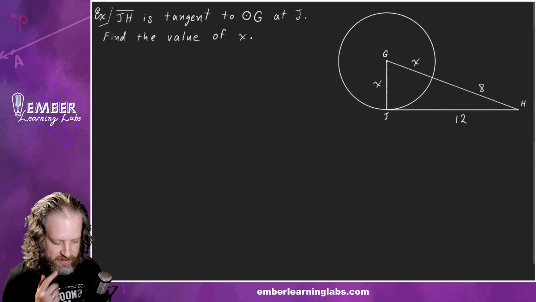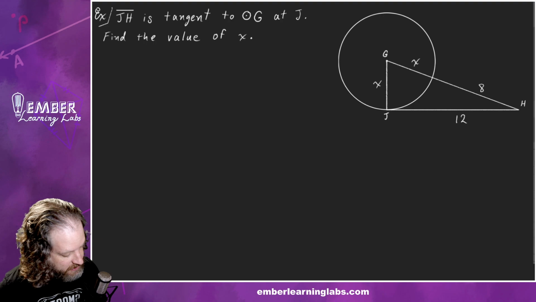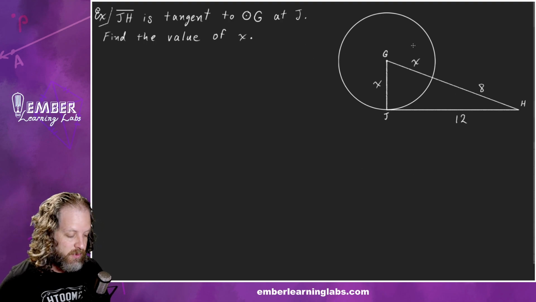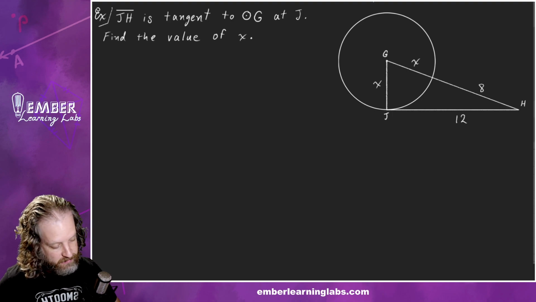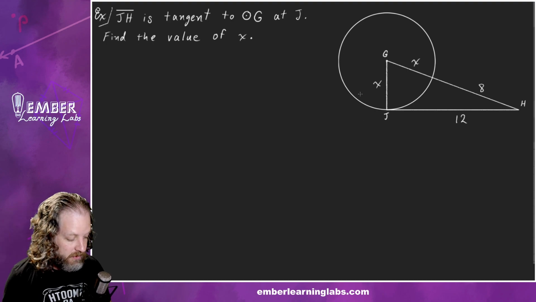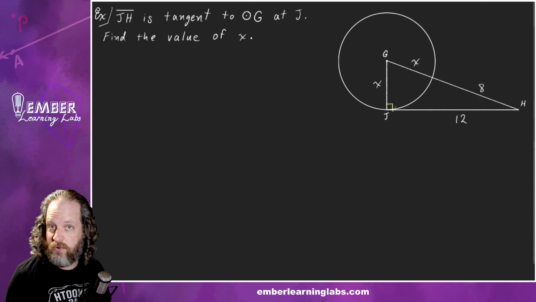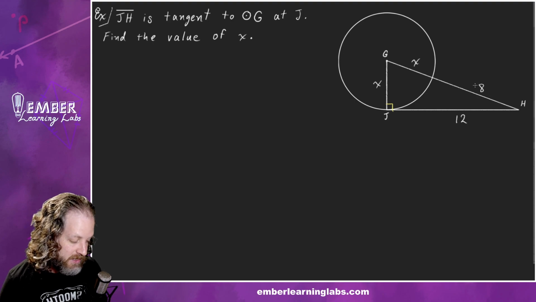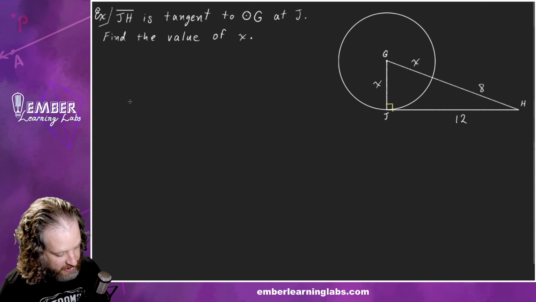I think it's an example. Yep, I was right. So JH is tangent to circle G, right? We want to find the value of x. These are radii of circle G, right? So we can basically use the same formula. Because of the theorem we just said, we know that this is a 90-degree triangle. So we know that x squared plus 12 squared equals x plus 8 squared, right? So we can set up the same sort of formula.